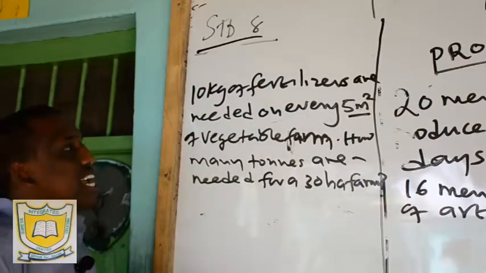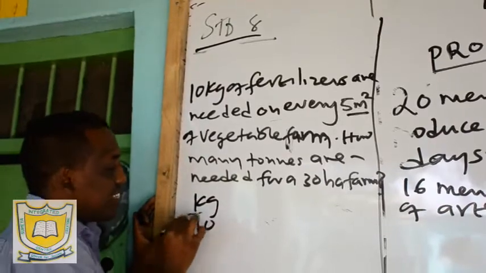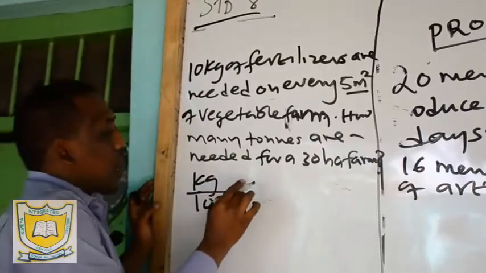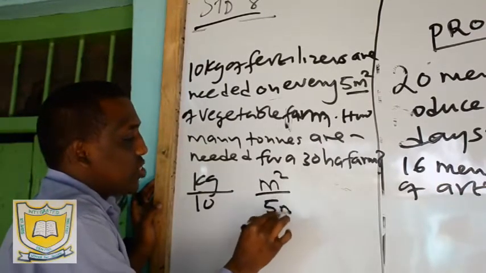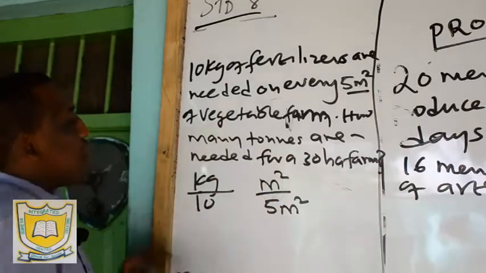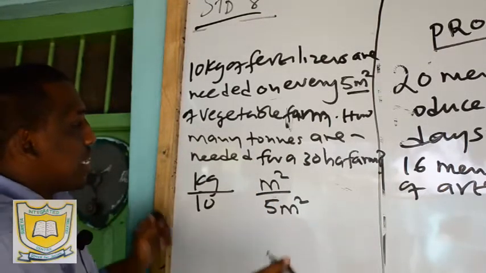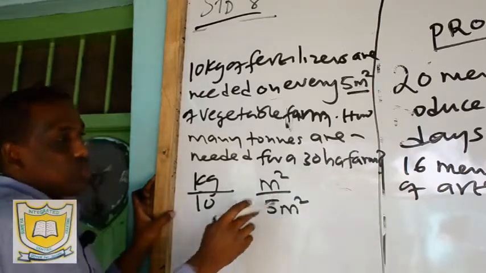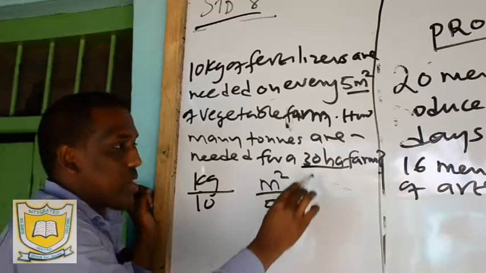You are told 10 kg of fertilizers, you write kg, 10 kg of fertilizers requires 5 meters squared. You write here meters squared, 5 meters squared. You list what you are told. You follow the instruction of vegetable farm. How many tons are needed for a farm in 30 hectares? So you are given here 30 hectares and here we have 5 meters squared. This is where the problem is.